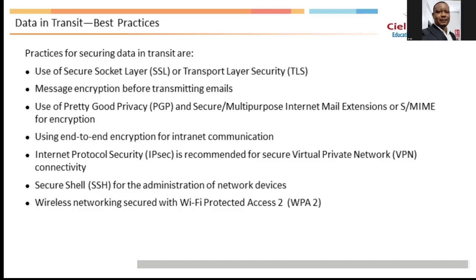For data that is in transit, these are some of the best practices that CISSP recommends. They include using Secure Sockets Layer, SSL, or Transport Layer Security, TLS. Encryption has been talked about repeatedly, so make sure you encrypt your data in transit. Also, Pretty Good Privacy and Secure/Multipurpose Internet Mail Extensions for email encryption. End-to-end encryption might also be considered, and then also Secure Shell. All of these are measures that you can take in order to effectively protect data in transit.